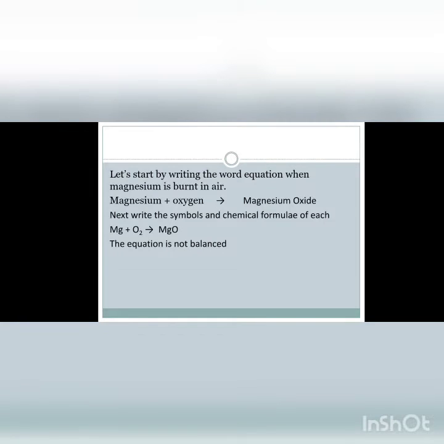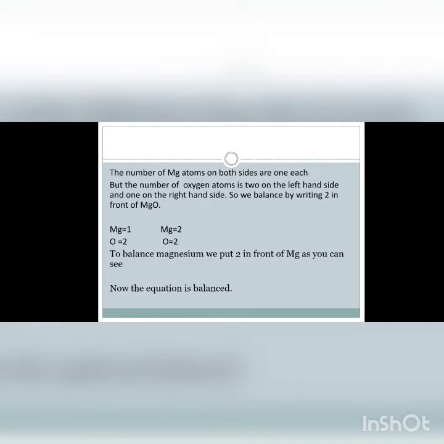We can write a word equation: magnesium reacting with oxygen forming magnesium oxide. Then we can write the symbols in order to write a chemical equation. But just simply writing a chemical equation will not complete the task. We have to balance it. We will start by writing the number of magnesium and oxygen atoms both on the left hand side and on the right hand side.